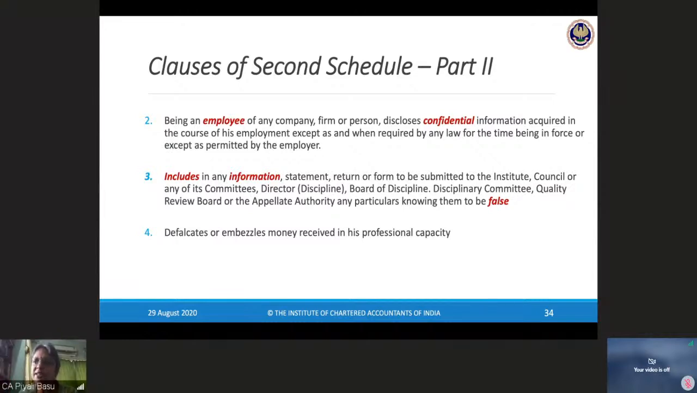Actually, when a member gets into an employment, he also has to sign a non-disclosure agreement, whereby he says that he will not disclose to so-and-so, except if it is required by a court of law or you permit.